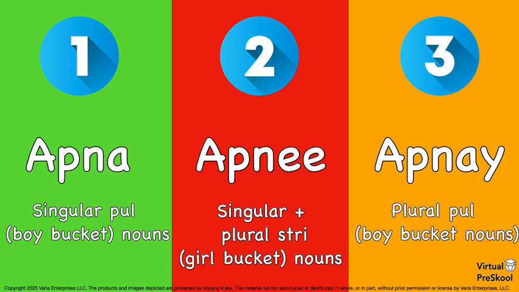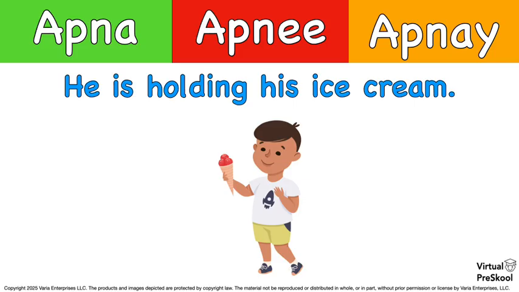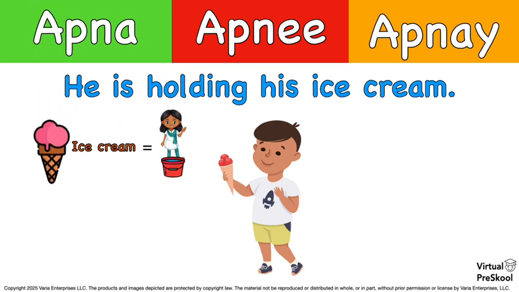Let's talk about it again. Apna is for singular pulling, also known as boy bucket nouns. Apni is for singular and plural stri, also known as girl bucket nouns. And apne is for plural pulling, also known as boy bucket nouns. So let's do an example. He is holding his ice cream. Ice cream is just ice cream in Hindi, and it's a stri noun or a girl bucket noun. So would it be apna, apni, or apne?